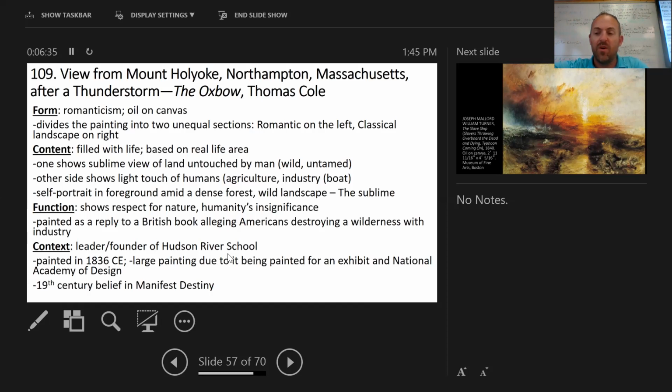And lastly, this is that element of the 19th century belief in manifest destiny. The Americans believe we're moving out west. We're going west. We're exploring. We're venturing out. We're going to see what nature holds in store for us, right? This is our God-given right to do this. And so manifest destiny: if God intends for us to do it, then we're going to do it, right? So that is the Oxbow in a nutshell.